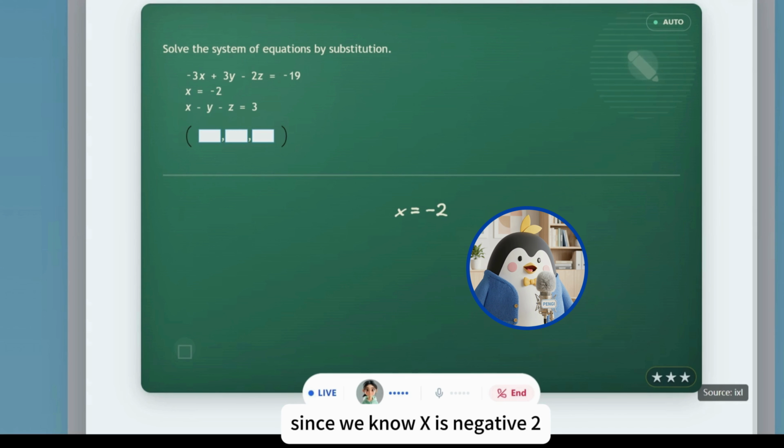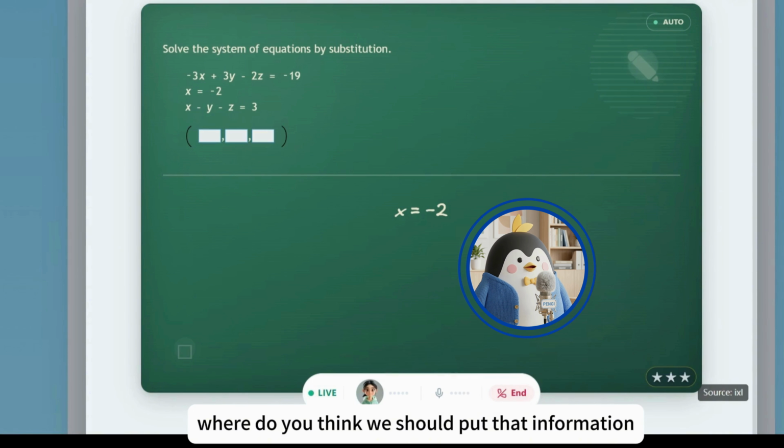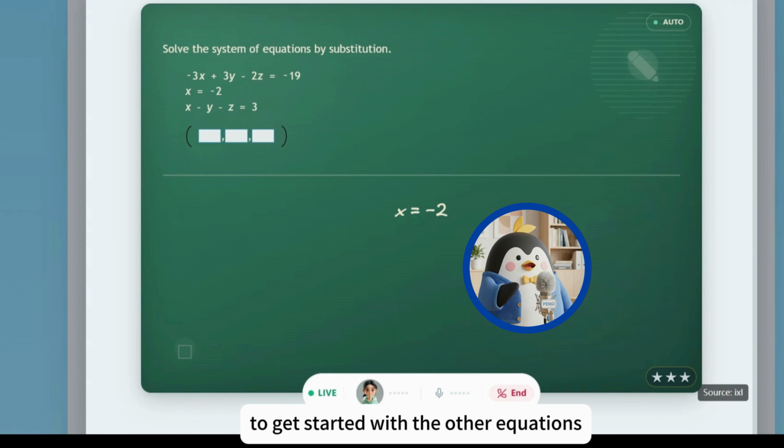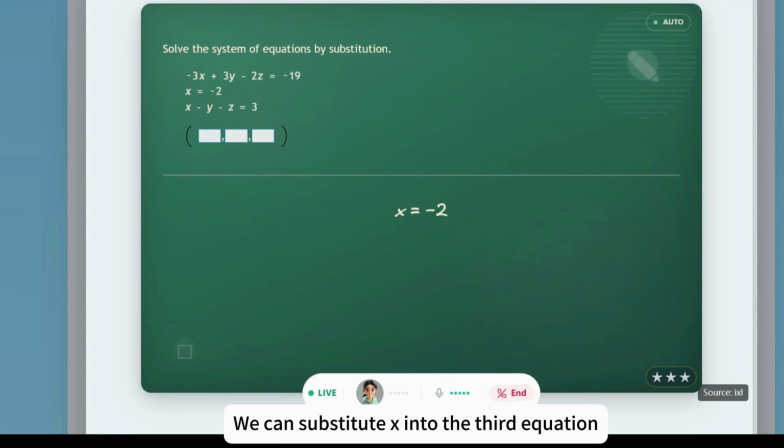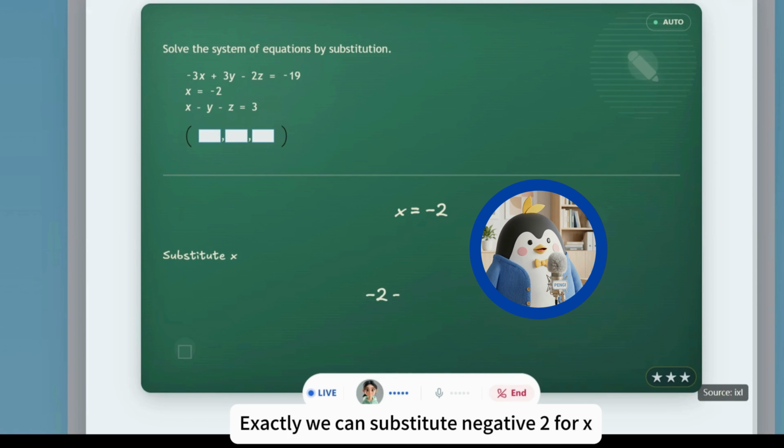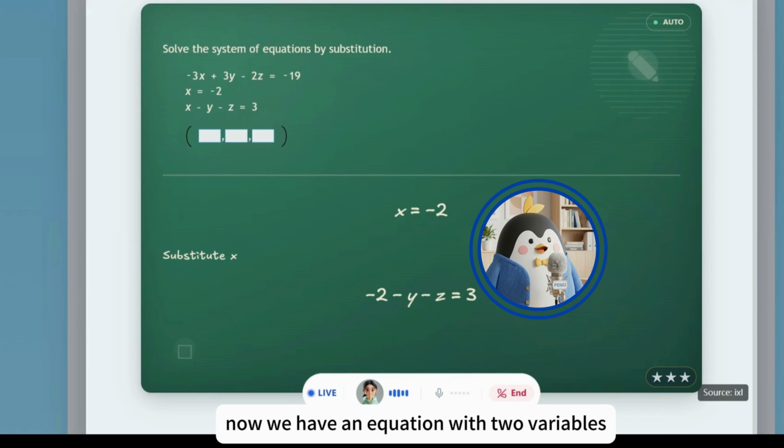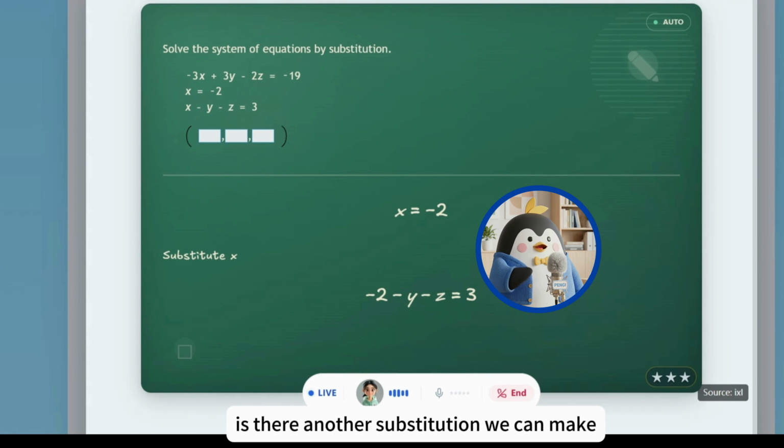Since we know x is -2, where do you think we should put that information to get started with the other equations? We can substitute x into the third equation. Exactly. We can substitute -2 for x in that third equation. Now we have an equation with two variables. Is there another substitution we can make?